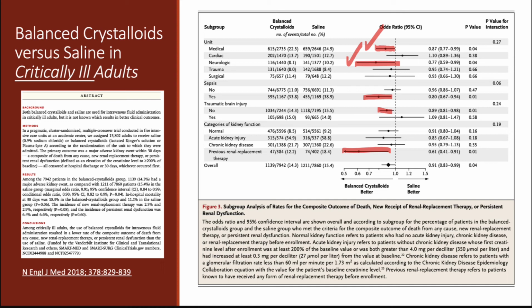Each of those subgroups, we found that balanced crystalloids were better than saline for them. But look at what we saw overall. Overall, we saw with good statistical significance, right? Good statistical significance if you care about that. That's a whole other discussion. But overall, we saw that in critically ill adults, overall, they did better with balanced crystalloid therapy.